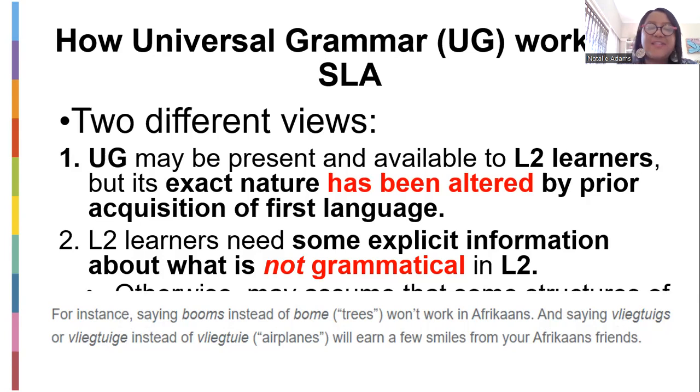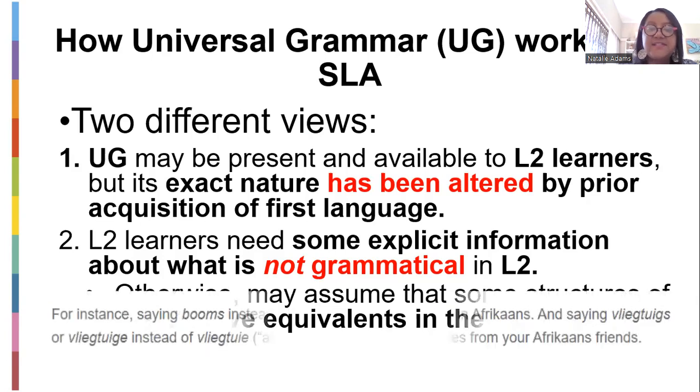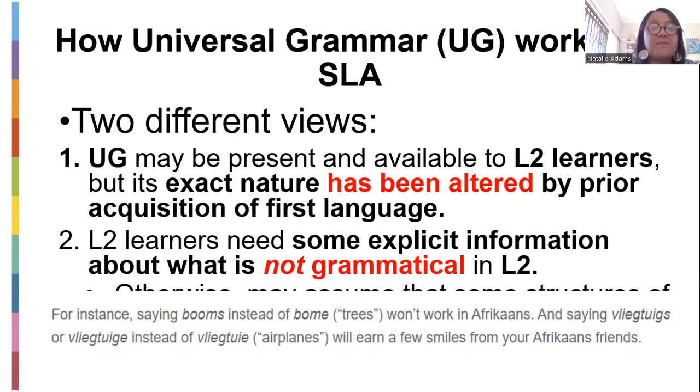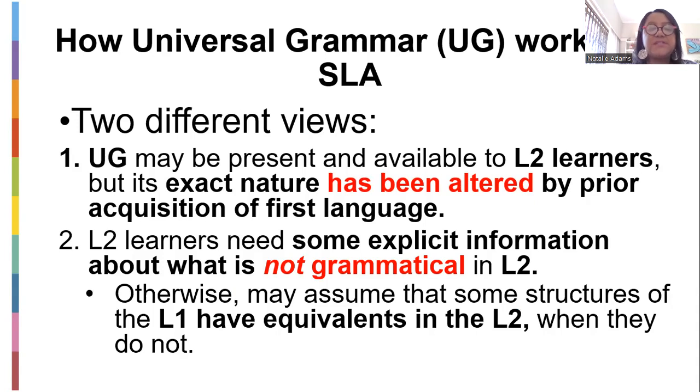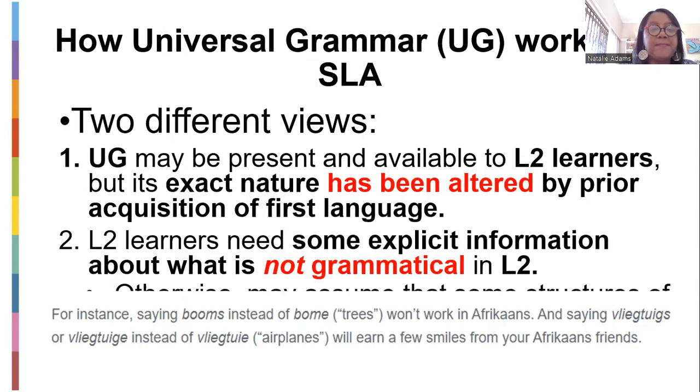So what they are saying is that if that happens, learners need some explicit information about what is not grammatical in the L2. Okay. So for instance, saying worms instead of wormer, trees, won't work in Afrikaans. And saying vliegtuig instead of vliegtuie, airplanes, will earn a few smiles from your Afrikaans friends.